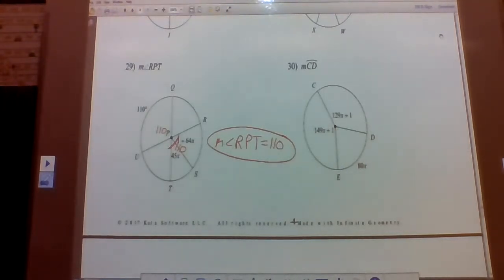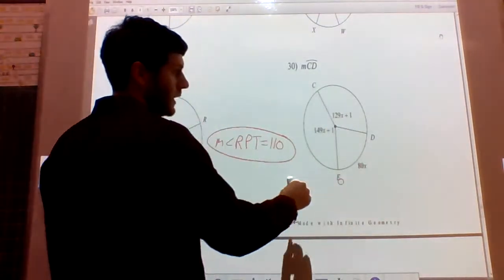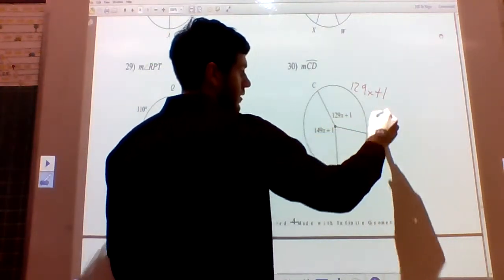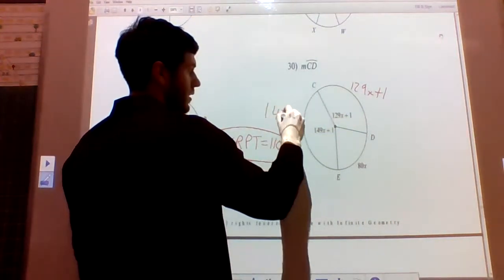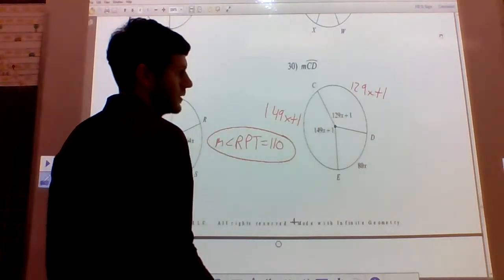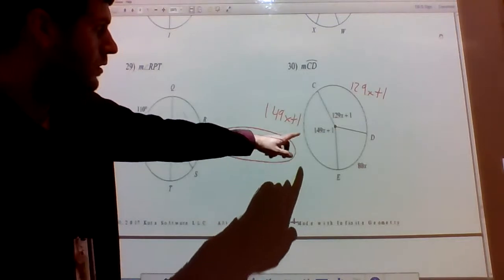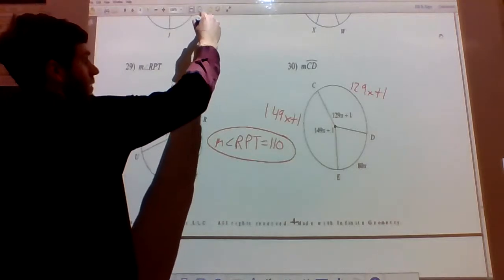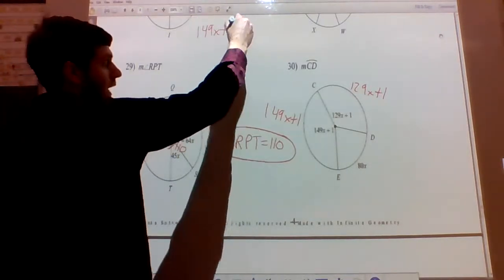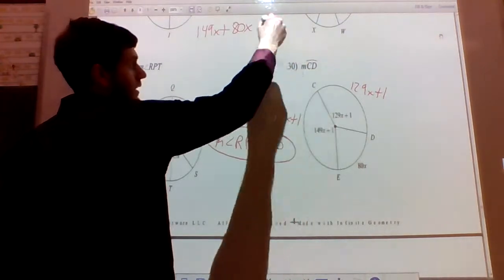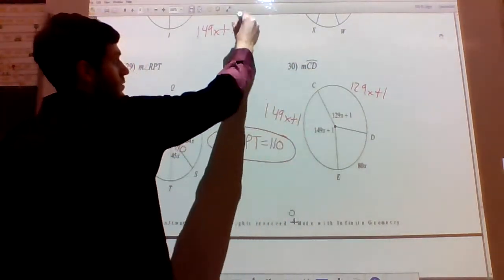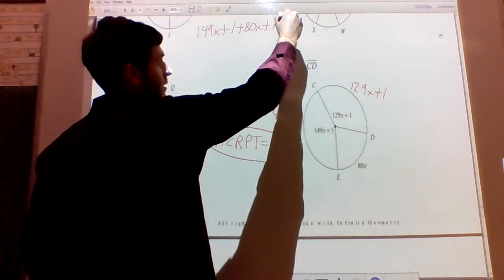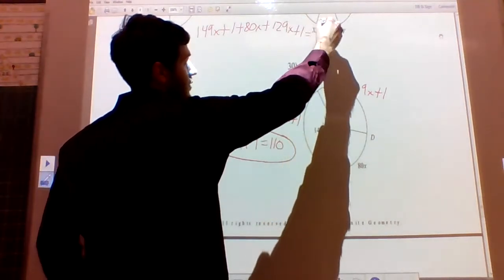Okay, we want to find CD. So we have to find x first. So this arc is 129x plus 1. This one's going to be 149x plus 1. Okay. So all 3 of these arcs are going to be the whole circle. So that's going to add up to 360. So 149x plus 1 plus 80x plus 129x plus 1 is going to equal 360.